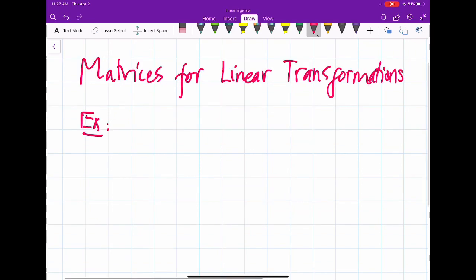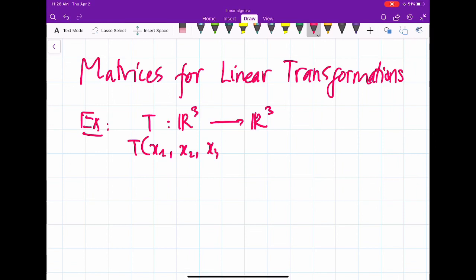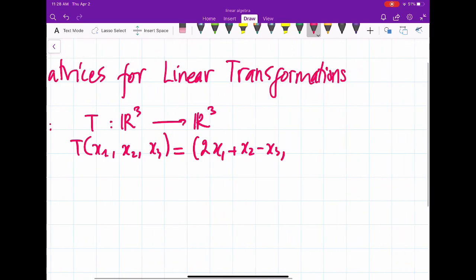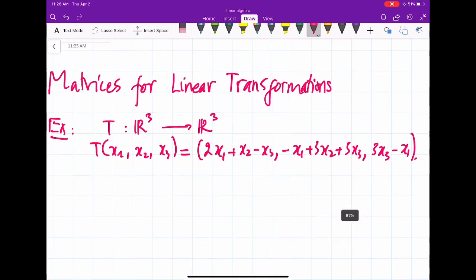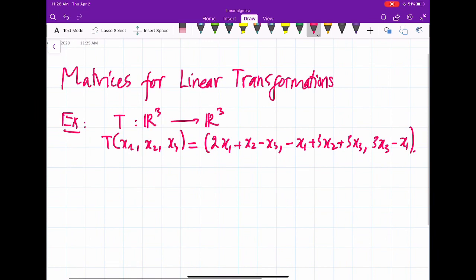Suppose you have a linear transformation from R3 to R3, and T(x1, x2, x3) equals (2x1 + x2 - x3, -x1 + 3x2 + 3x3, 3x3 - x1). Let's find the matrix of this linear transformation.